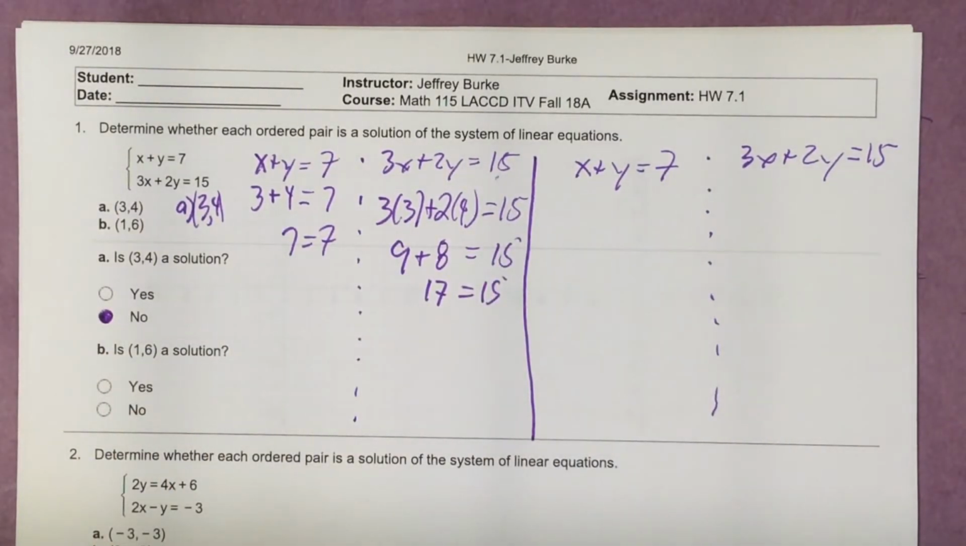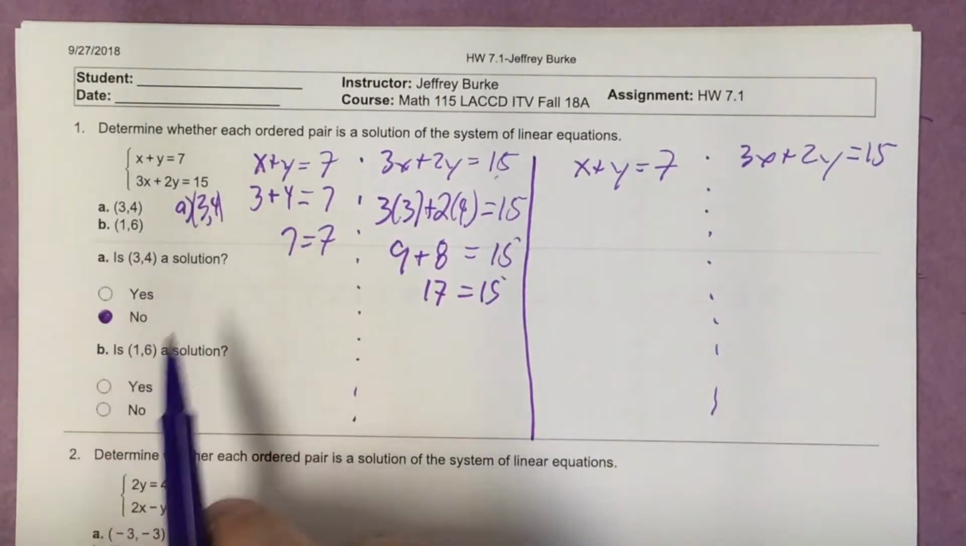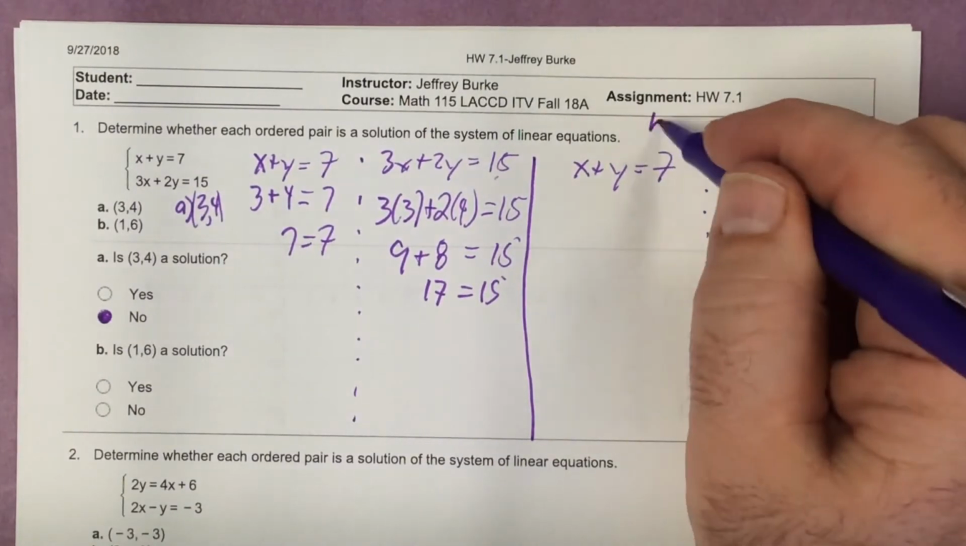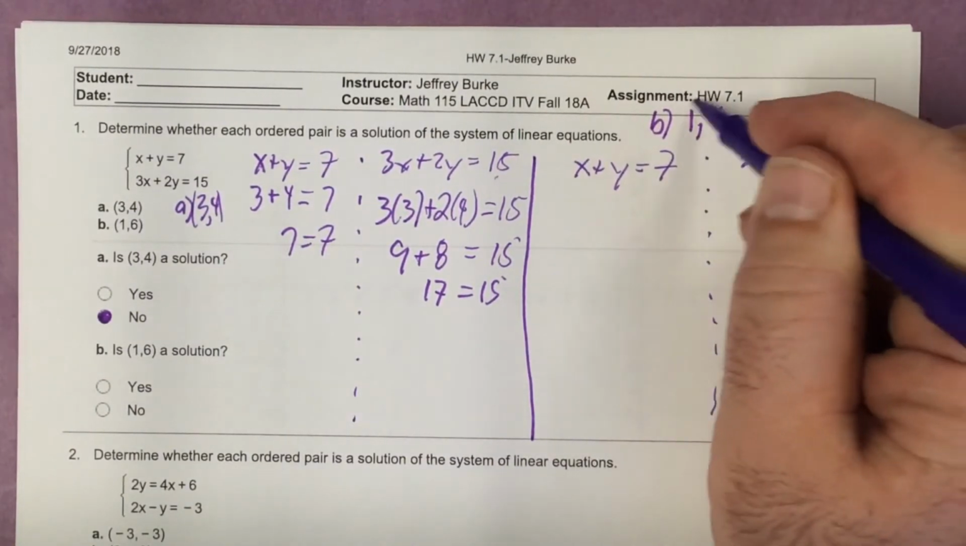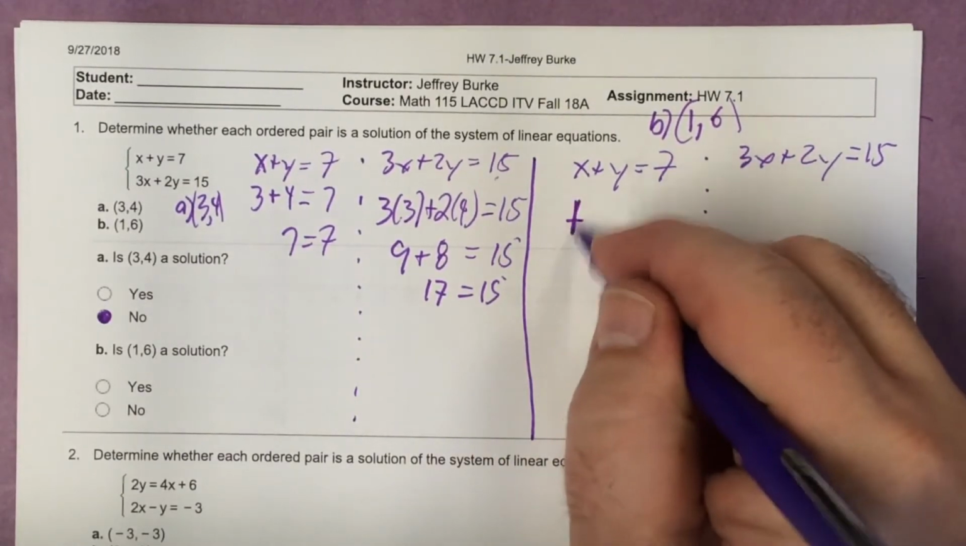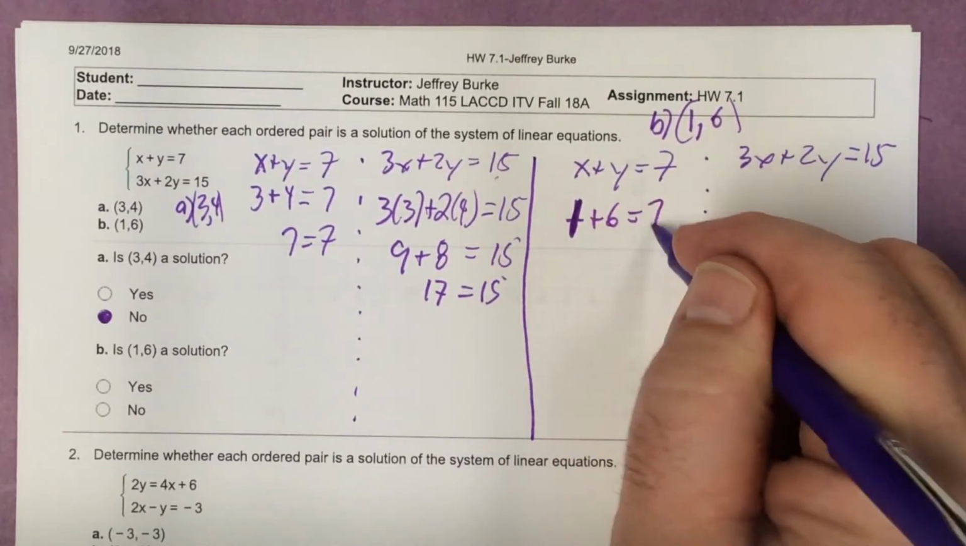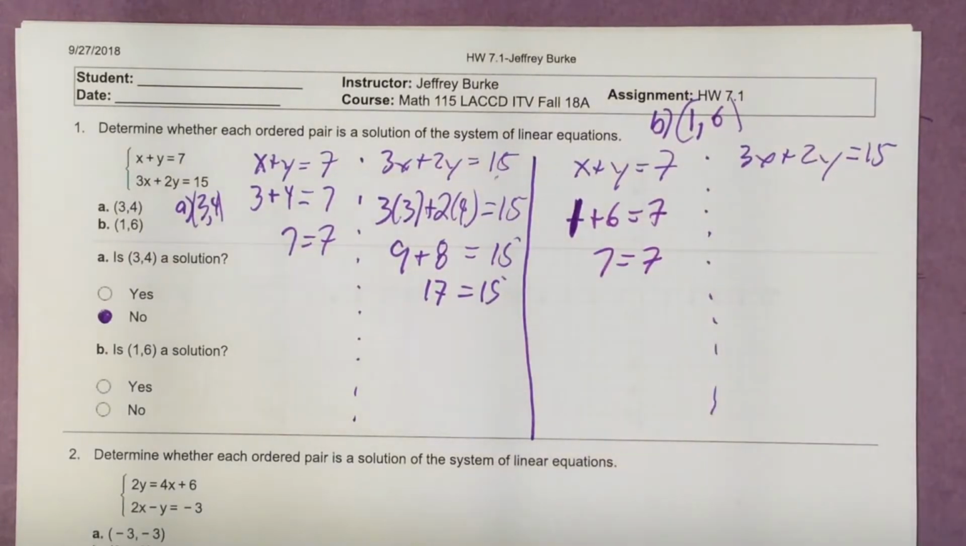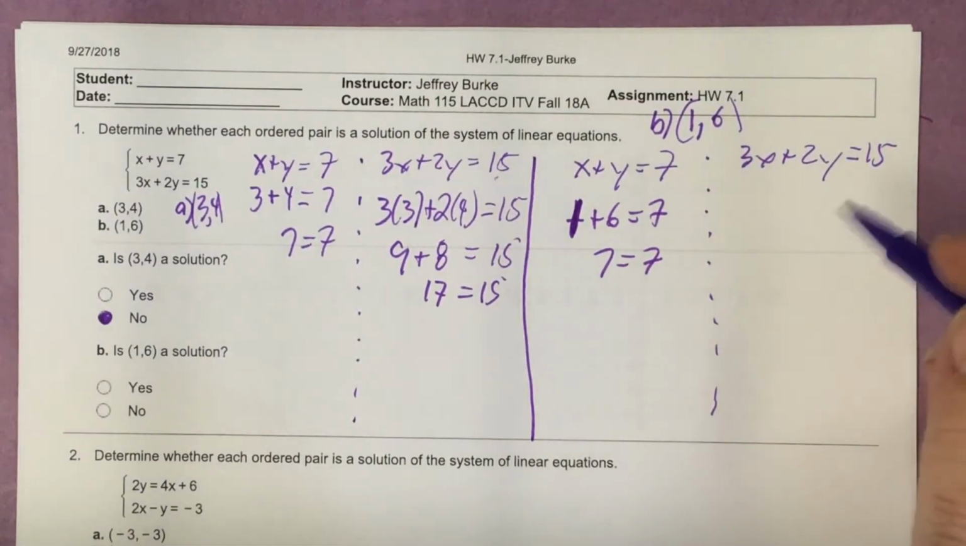For the other question here, let's see if our other two values work. So the other two values we're going to be looking at are going to be 1 and 6. So for point B, this is going to be 1 and 6. So we're going to put 1 in for x and 6 in for y. We see here if we have 1 plus 6 together, that's 7 equals 7. That seems to work. For this other one here, let's go ahead and put 1 and 6 in.